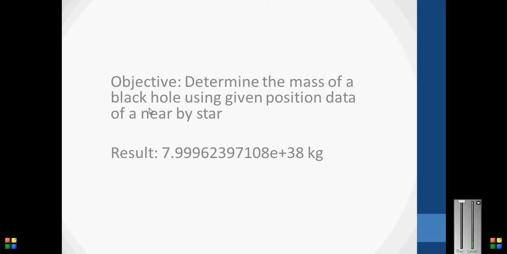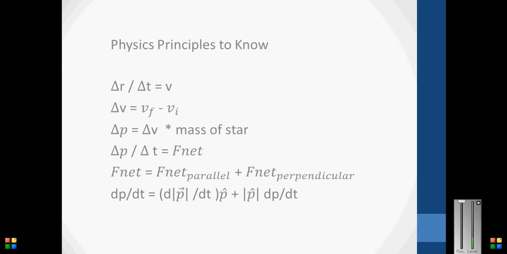I determined my mass of the black hole to be 7.999 e to the positive 38 kilograms. So in order to determine the mass, we must take into account principles of physics and some formulas here that would allow us to apply into our computational model.